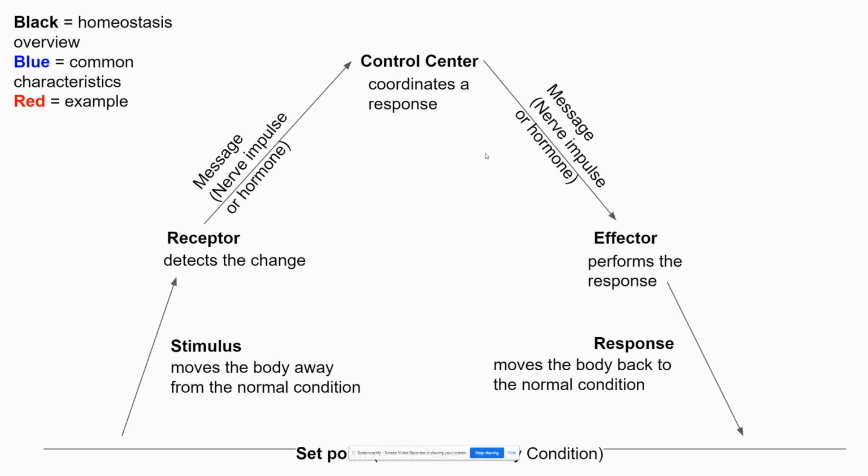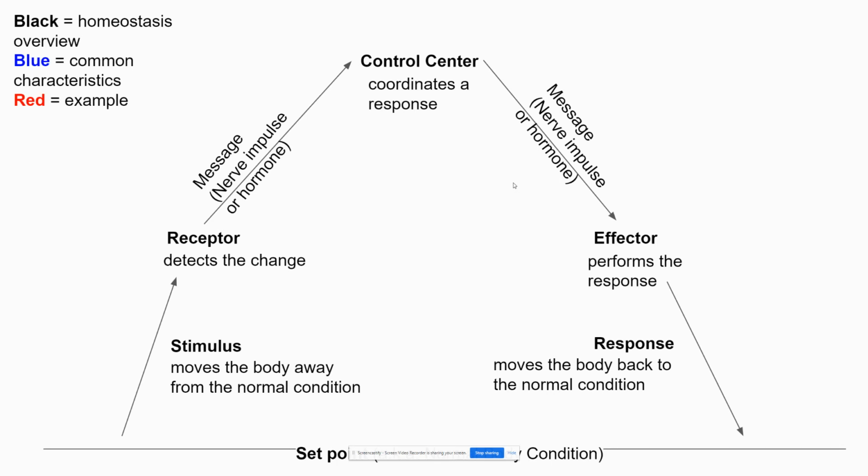So that could be like absorbing more water from your kidneys. In this case, the organ doing the response in the example I just gave is the kidneys. So that means the kidneys are the effector. And the action that they're doing, absorbing more water in this example, is the response. Does that make sense?